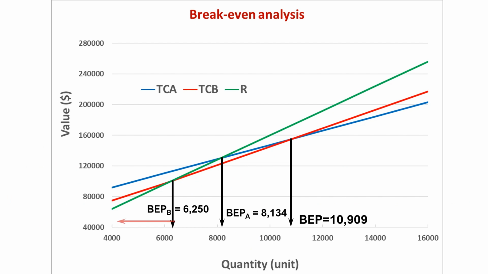Let me explain something in this graph. We have 3 points and 3 different situations. In the first situation, the production quantity, Q, is less than QBEPB, which equals 6,250, and the firm will face a loss as the revenue is less than the total cost of both alternatives A and B. While in the second situation, where Q is more than QBEPB and less than QBEP, alternative B is recommended because it makes a profit as the revenue is more than alternative B's total cost. Note that between QBEPA and QBEP alternative A makes a profit as well but less than alternative B's profit. And if Q is more than QBEP, alternative A is recommended as its profit is more than alternative B's profit.